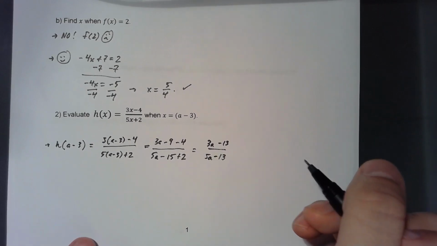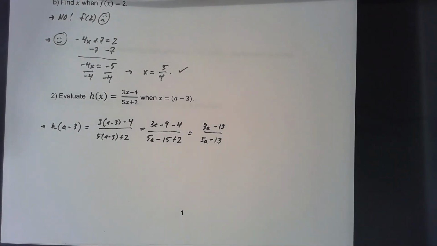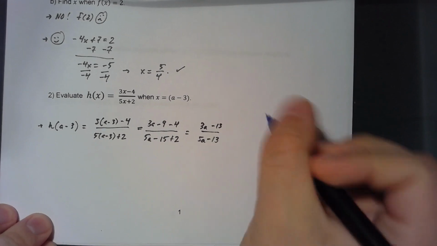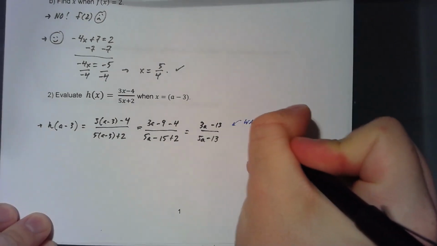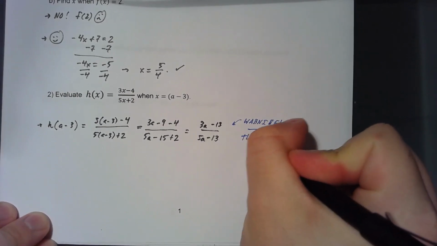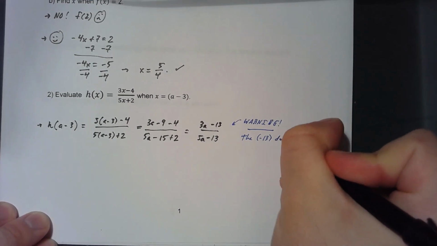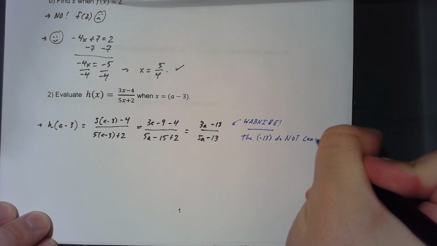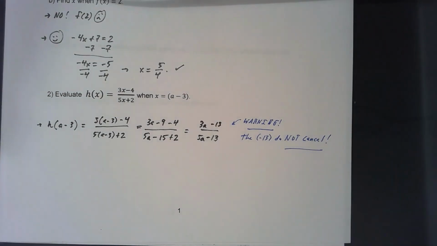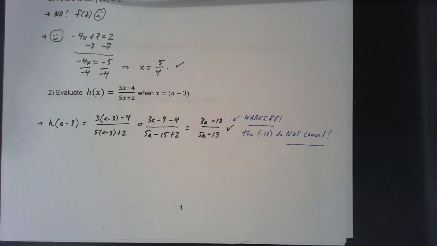So now, don't make this simple mistake. It's very easy to assume that you're going to cancel the negative 13s here. Don't do that. The negative 13s do not cancel. That's as far as you can go. You can't cancel those 13s there.